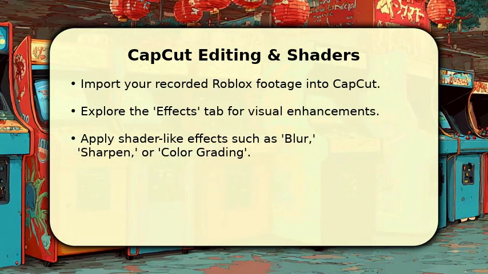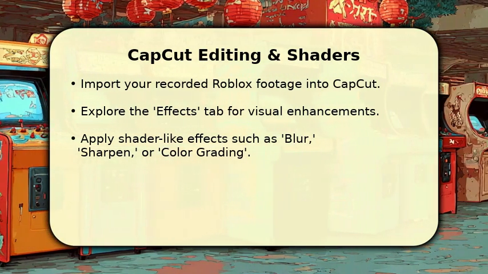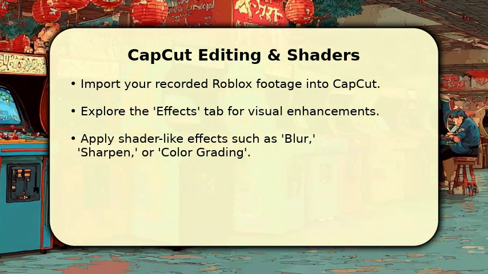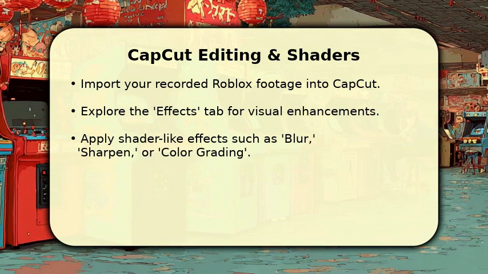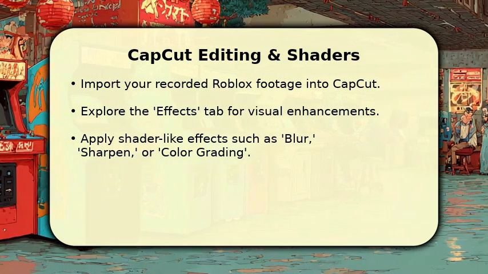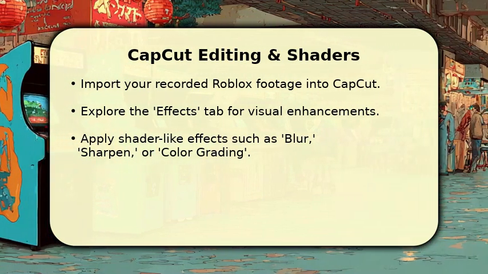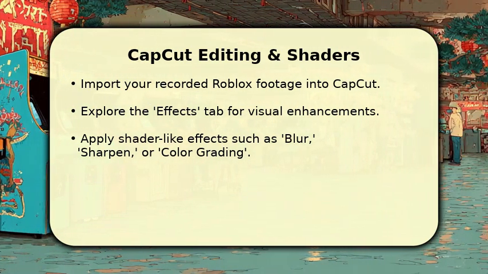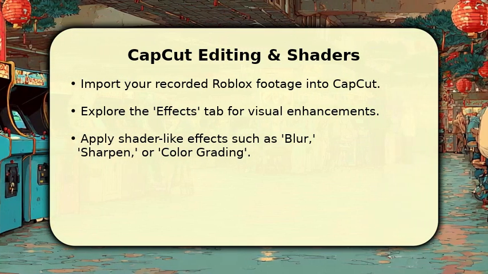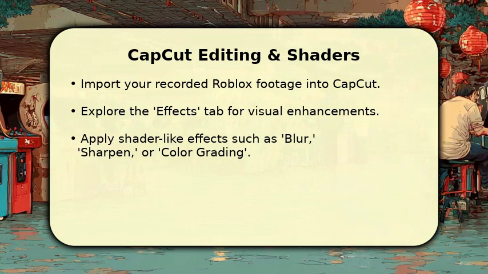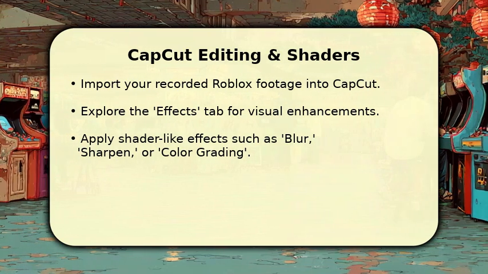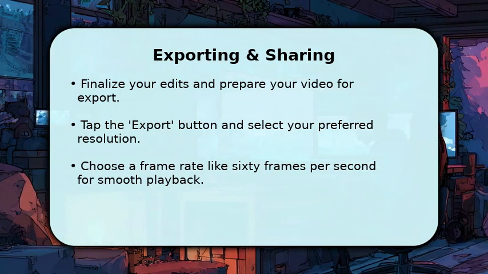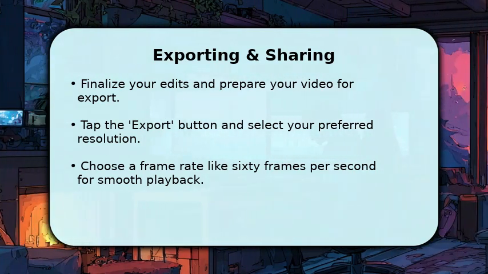Next, open CapCut and import your recorded Roblox footage. Navigate to the Effects tab, where you'll find a wide array of visual enhancements. Experiment with various video effects and filters that mimic shader qualities, such as blur, sharpen, or color grading options. Adjust the intensity and duration of these effects to achieve your desired aesthetic. You might combine 2 or 3 effects for a unique look, spending about 5 to 10 minutes per clip for optimal results. Finally, once you're satisfied with your shader-like effects, it's time to export your masterpiece.